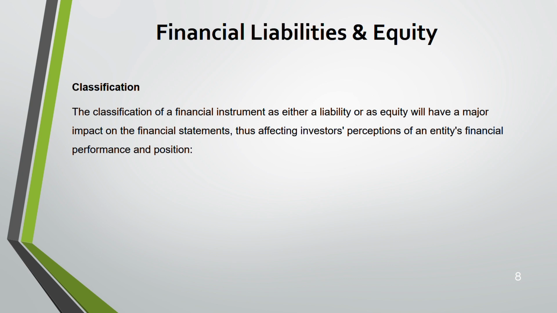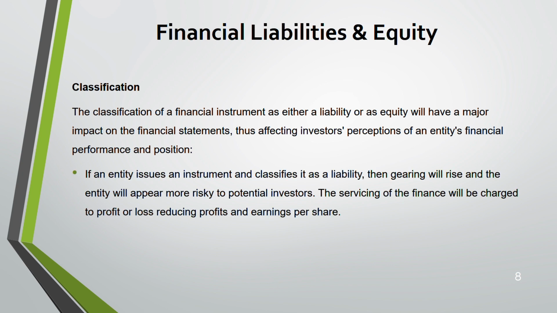But the way you classify is going to have a major impact on the financial performance and the position. How? We'll see. If you classify an instrument as a liability, what happens? Your gearing will increase. Gearing will increase means you are financially more risky now. You understand? On that loan, on that liability, you have to pay interest, which goes as a finance expense in your profit and loss. Therefore, your profit and loss also will reduce. And because your profit and loss reduces, earnings per share also will reduce. Are you getting the point?